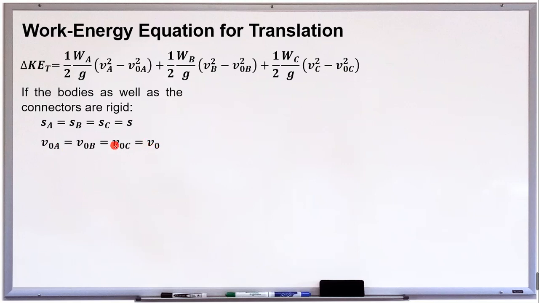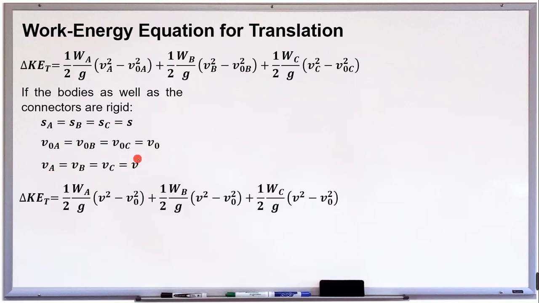So instead of having these parameters, we'll assume that the initial velocity of these three blocks is equal, denoted by V naught. And for their final velocity, we will just denote them as V. Okay? Now, we are going to substitute these two parameters. So this will be the outcome of the expression for the total change in the kinetic energy of the system.